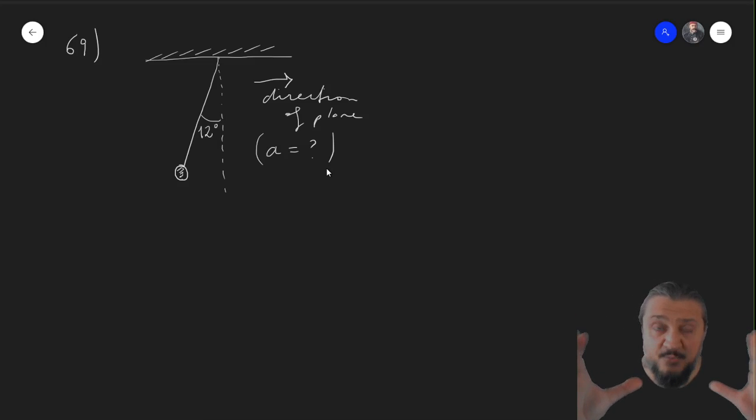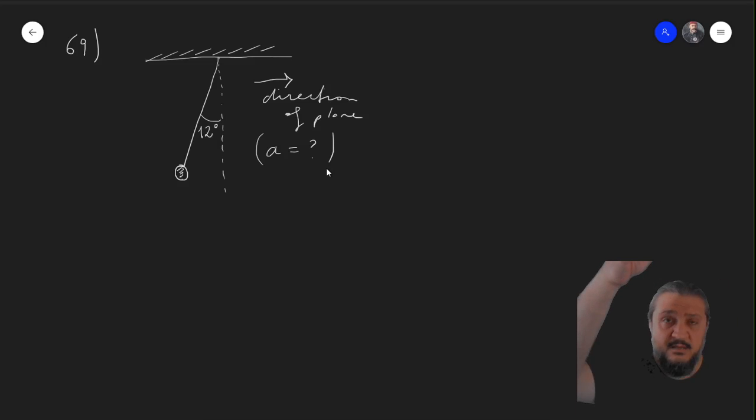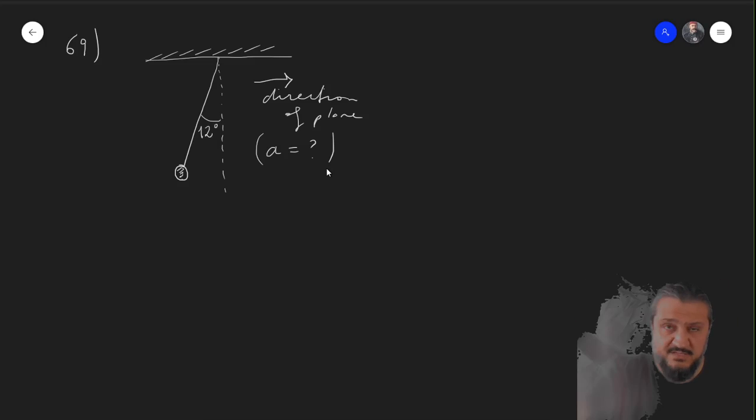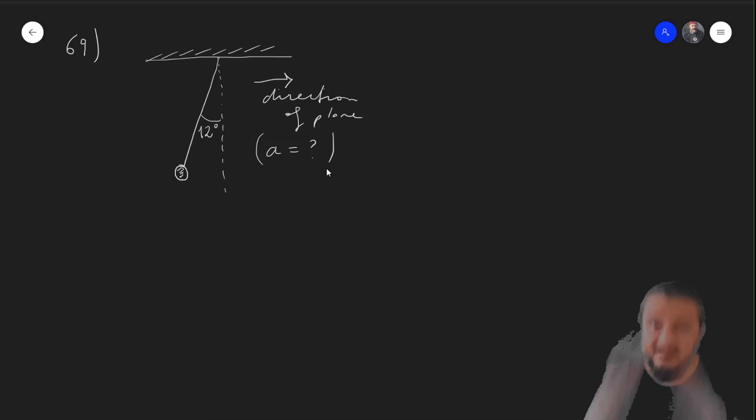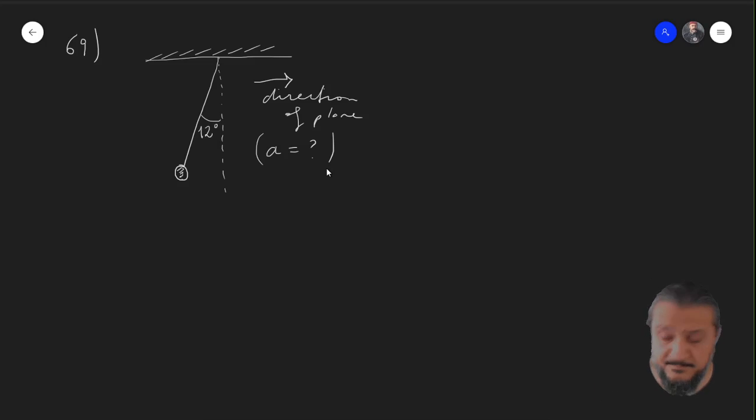If the plane were not accelerating, no matter how fast it moves, you would see the pendulum straight down, okay, vertical. Now, if it is not vertical, this means you're changing your speed, all right? Changing your speed, and therefore acceleration is present. So what do we do? We draw a free body diagram.